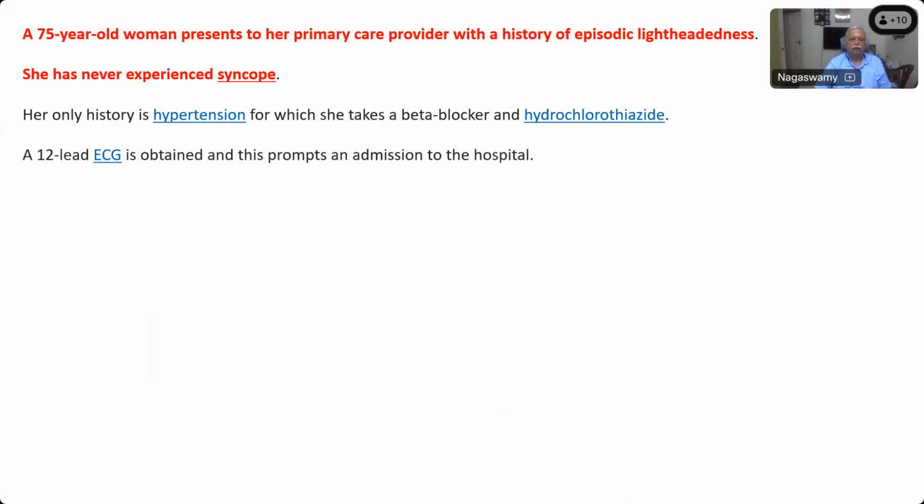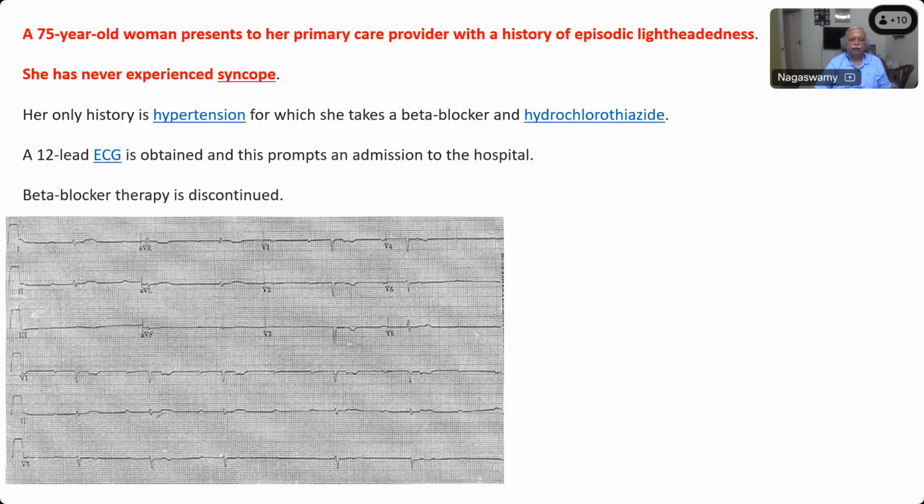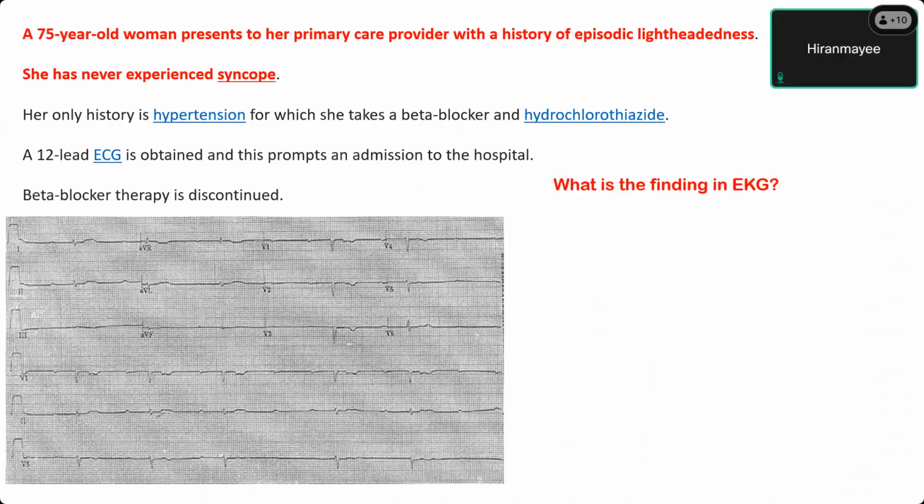A 12-lead ECG is obtained. This prompts an admission to the hospital. Beta blocker therapy is discontinued. This is the ECG. What is the finding in the ECG? Heart block, sir. Excellent. Fantastic. Complete or third degree AV block.